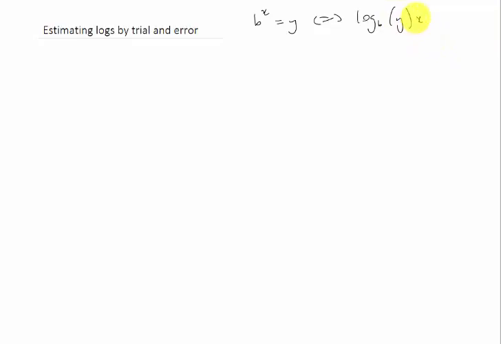And what you're going to need is the button on your calculator that looks like this, that allows you to raise any number to the power that you want. So I'm just going to work through a couple of examples to show you what I mean. So for example, what is the logarithm in base 2 of 5?